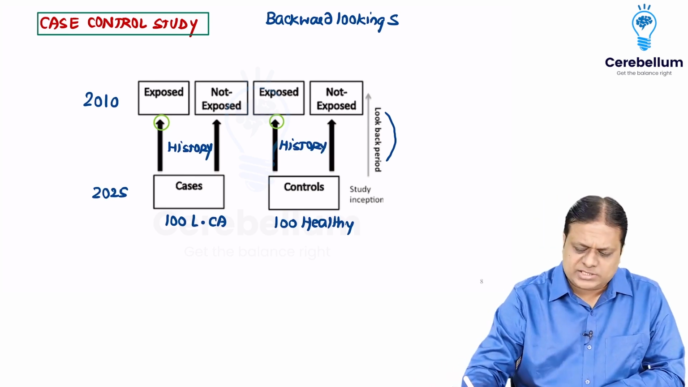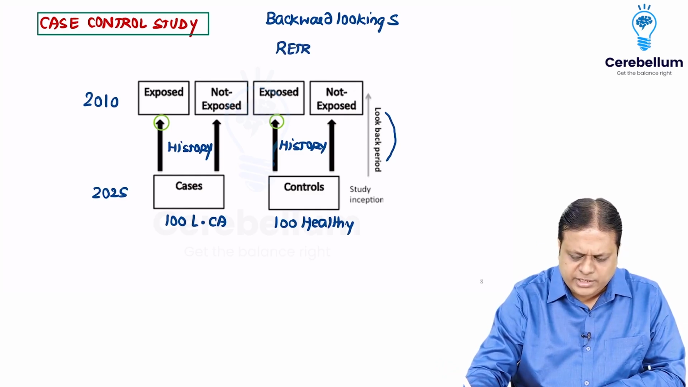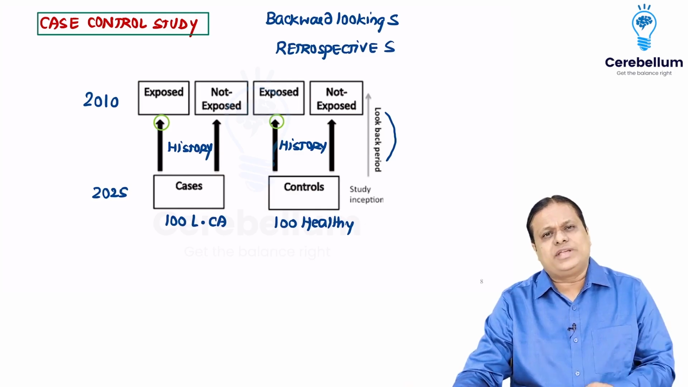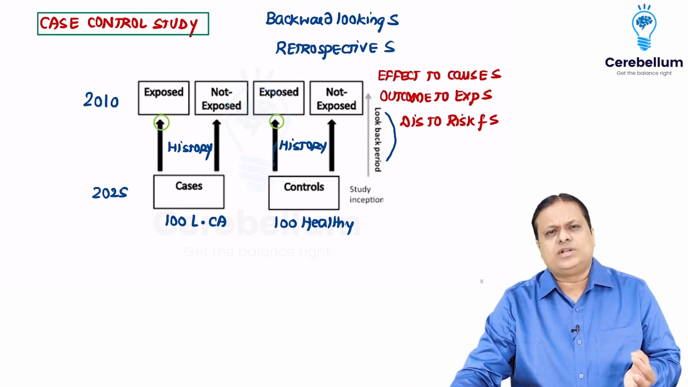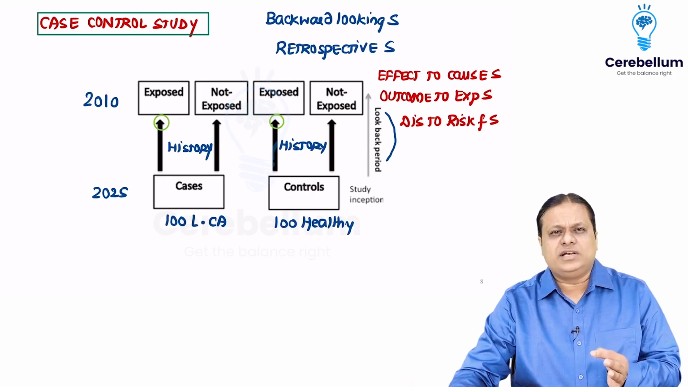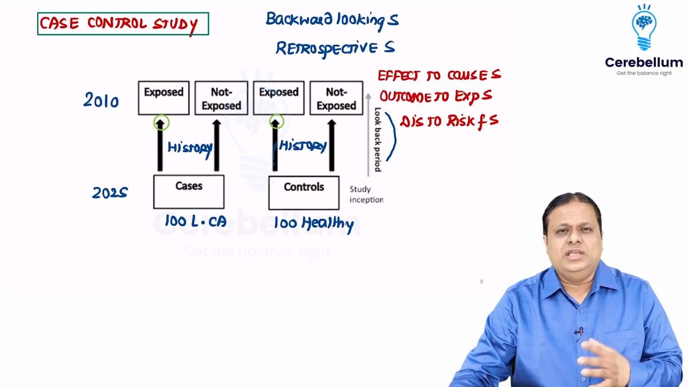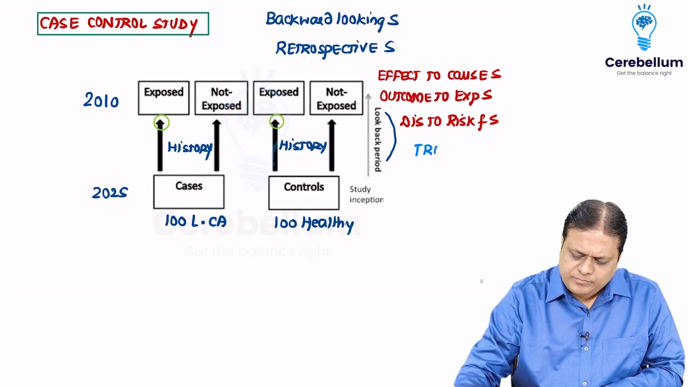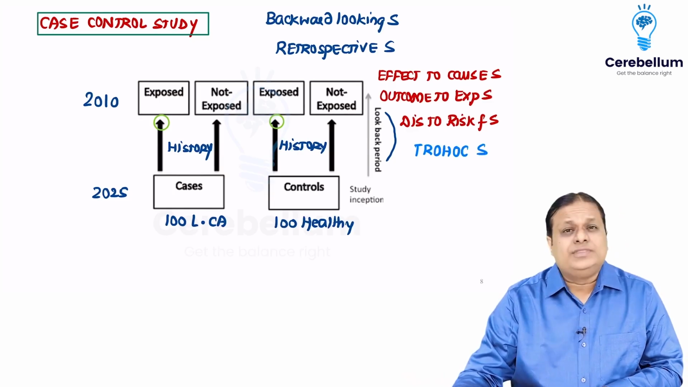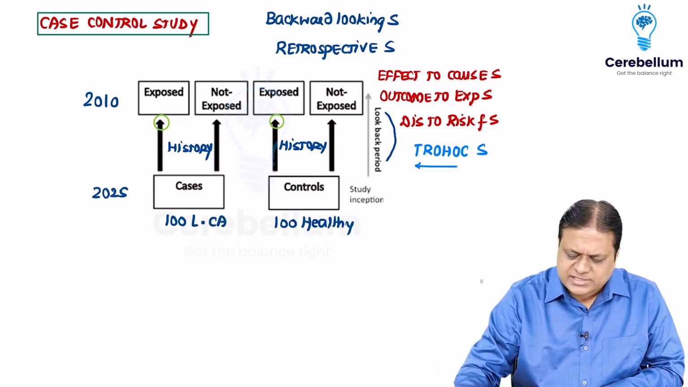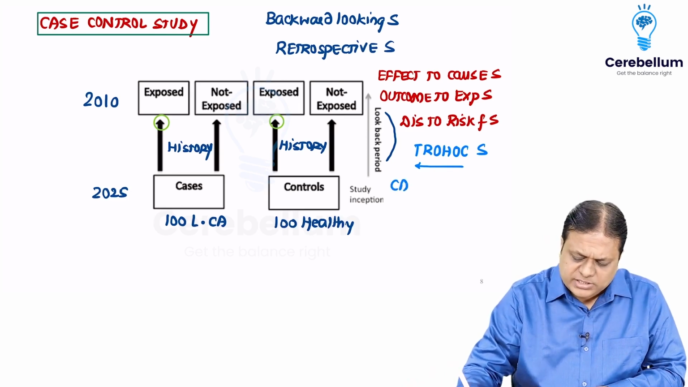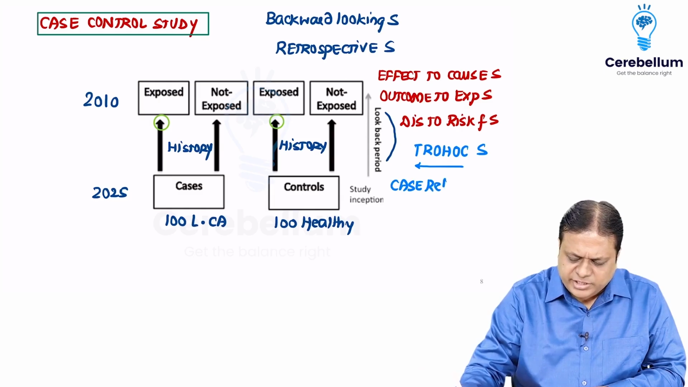So this backward looking study is also known as retrospective study. And because direction is just opposite to cohort study, all its names would get reversed. So case control study is also known as effect to cause study, disease to risk factor study, outcome to exposure study. We don't do follow-up, we don't get incidence, but it is also known as Trohock study. This is just to indicate it is exactly opposite in direction to a cohort study, also known as case reference study.